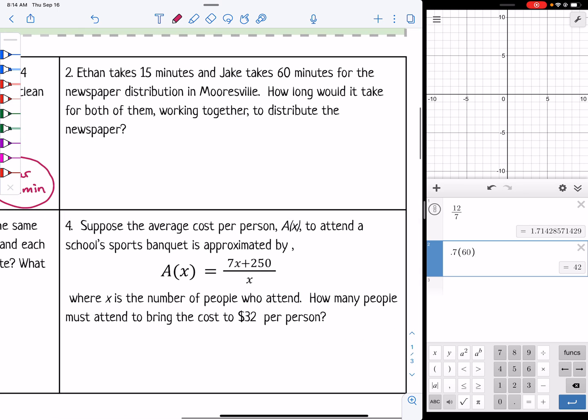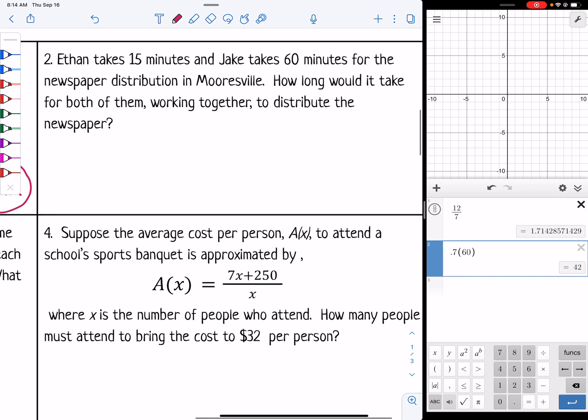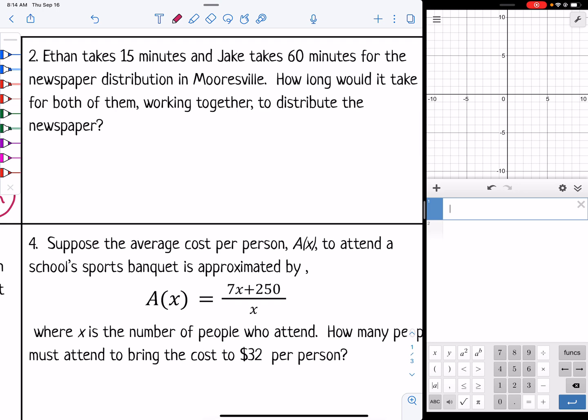All right, so let's look at another one. Ethan takes 15 minutes and Jake takes 60 minutes for the newspaper distribution in Mooresville. How long will it take for both of them working together to distribute the newspaper? So we would say Ethan takes one newspaper route in 15 minutes. Jake does one newspaper route in 60 minutes. And they're going to do one route together, and we put the x to figure out how long they would take working together. So again, we can get a common denominator.